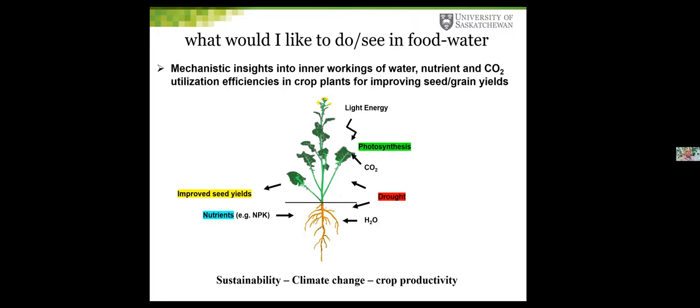In the context of the food water nexus, I think we still have significant gaps. What I would like to do is to address mechanistic insights into inner workings of water, nutrient, and CO2 utilization efficiencies in crop plants for improving seed, grain, and yields. Among different key contributors for plant growth, development, and performance, the water, nutrients, CO2, and light energy are major contributors. Among these, the water and nutrients are the limiting. It was discussed quite extensively over the last few sessions. And addressing these challenges could provide new opportunities.